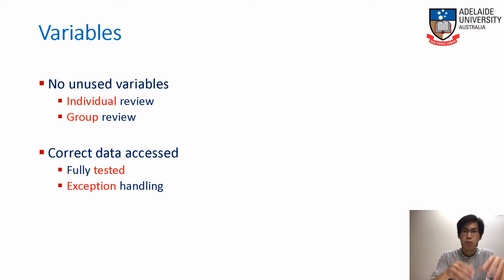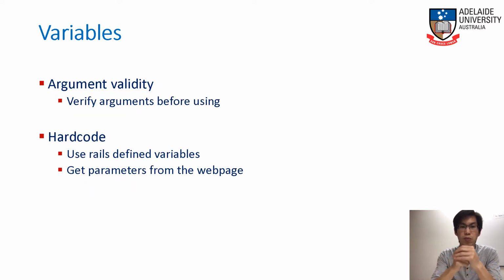Unused variables will be removed before merging the code into GitHub through individual review, and they will be checked in the activity of group review. The data will be fully tested before accessing, and there is a mechanism of exception handling to make the system stable. For the arguments, they will be verified before using. And as for the hard code, we use rules-defined variables and get the parameters from the web page, so there is no hard code in the system.